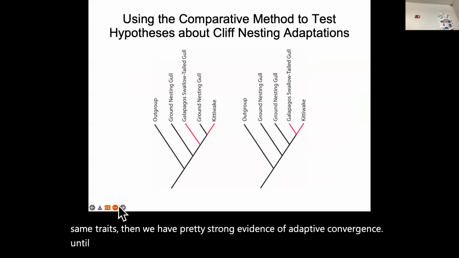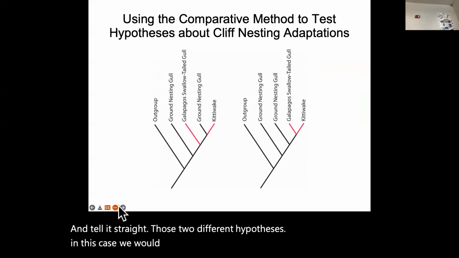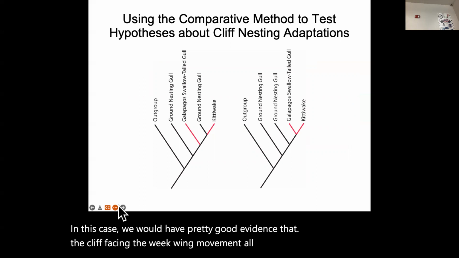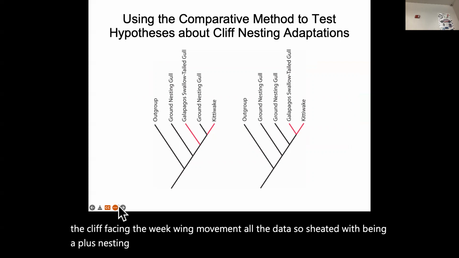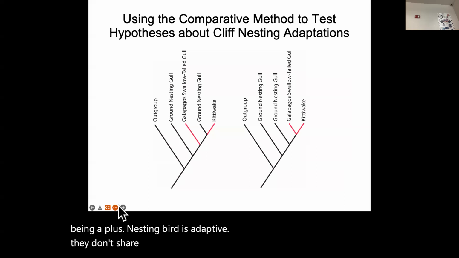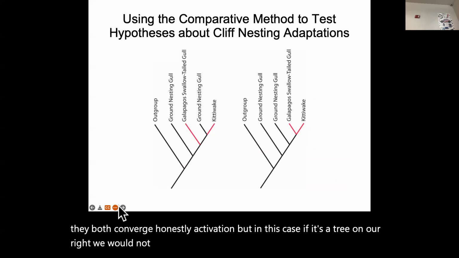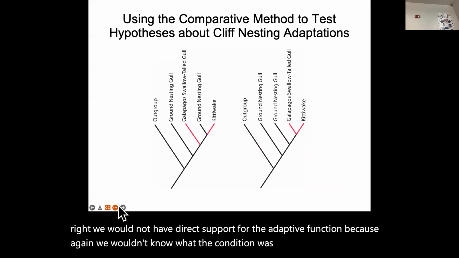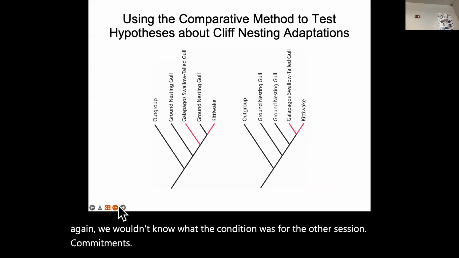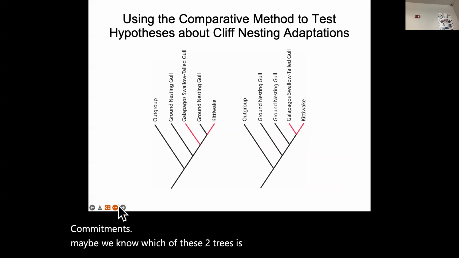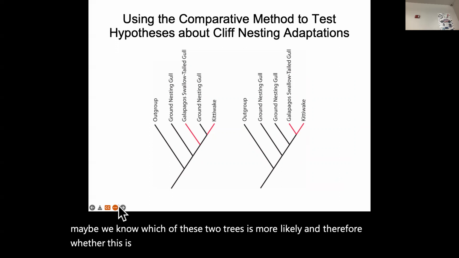To illustrate those two different hypotheses, in this case, we would have pretty good evidence that the cliff facing, the weak wing movement, all the data associated with being a cliff nesting bird is adaptive. They don't share a common ancestor with that trait, and therefore it's likely they both converged on the same adaptation. But if it's the tree on our right, we would not have direct support for the adaptive function, because again, we wouldn't know what the condition was for the ancestral species. That makes sense. Anyone know which of these two trees is more likely, and therefore whether this is convergence, and therefore adaptive or not?